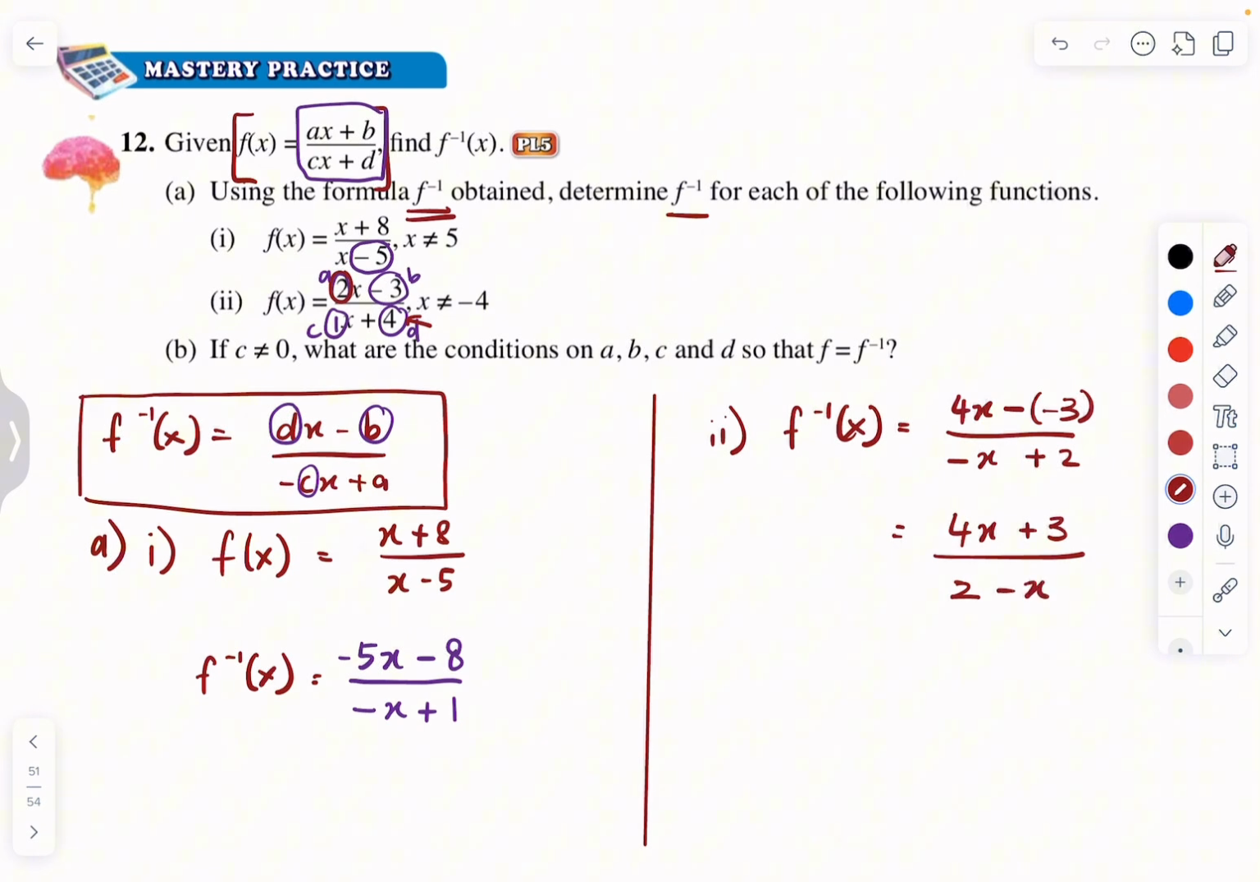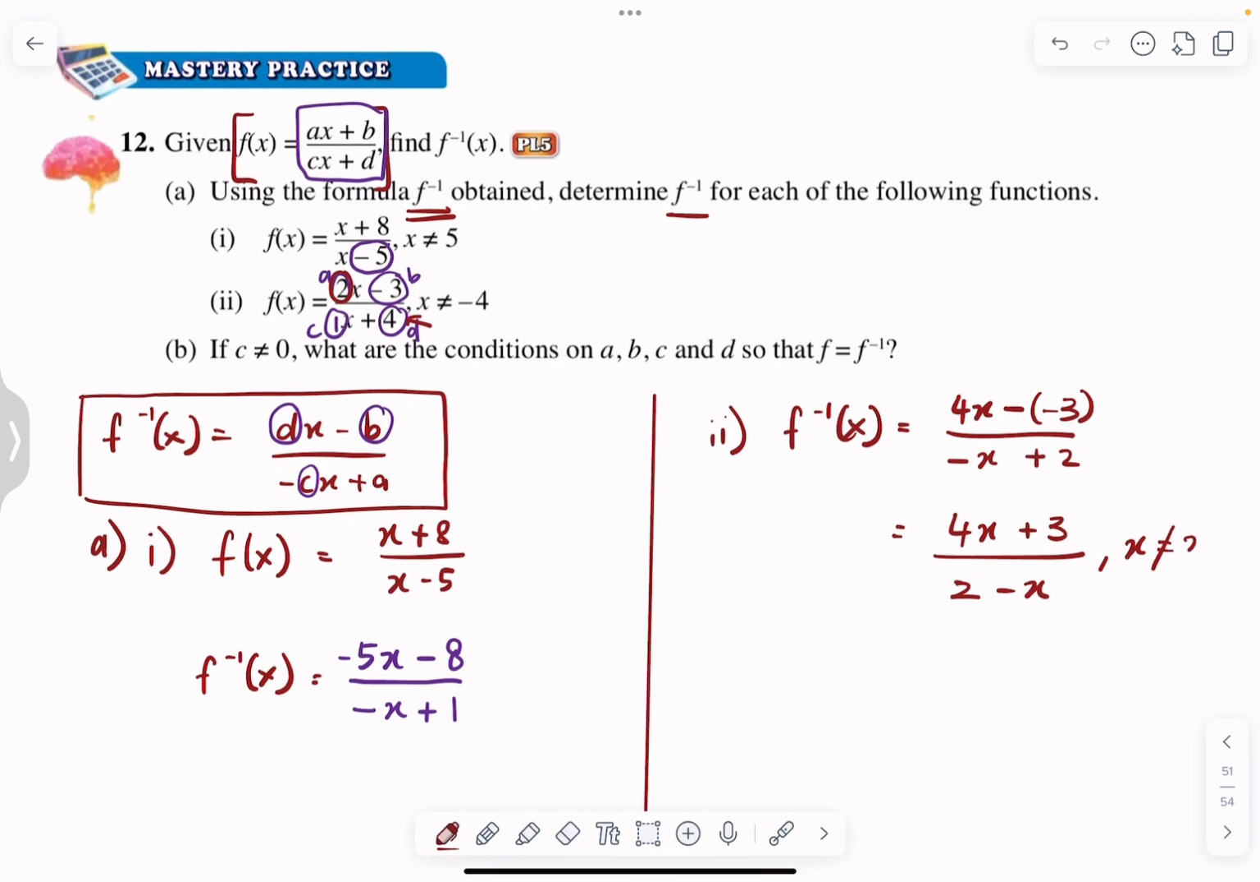Then don't forget to write the condition. Here x cannot be 2, because if x is 2, the denominator becomes 0, undefined. Here also the same thing, you write the condition x cannot be 1, because if x is 1, then negative 1 plus 1 will be 0. Next, if c cannot be 0, what are the conditions on a, b, c and d so that f is f inverse x?